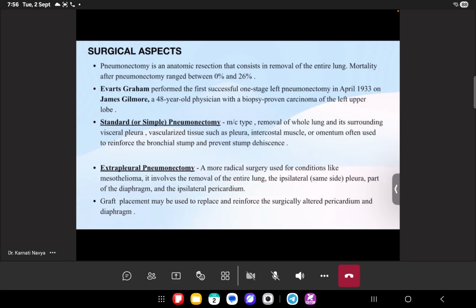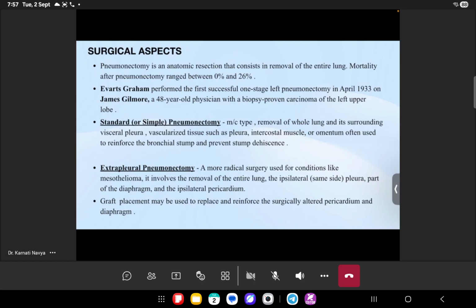Types of pneumonectomy: standard or simple pneumonectomy. This is the most common type. In this, the entire lung is removed with its surrounding visceral pleura. And vascular tissue such as pleura, intercostal muscle, or omentum can be used to reinforce the bronchial stump and to prevent stump dehiscence.